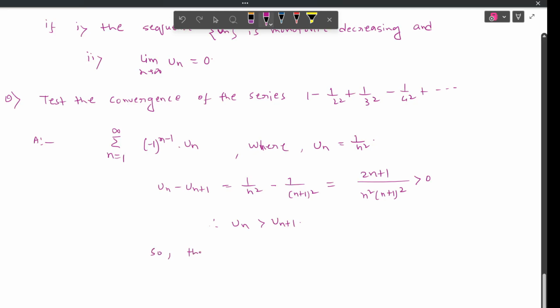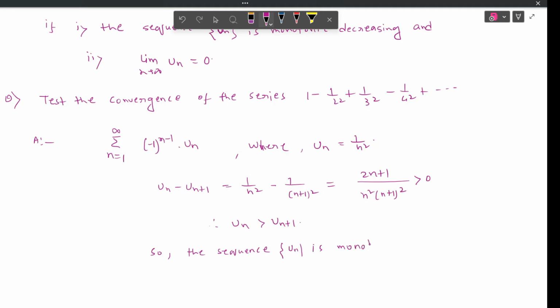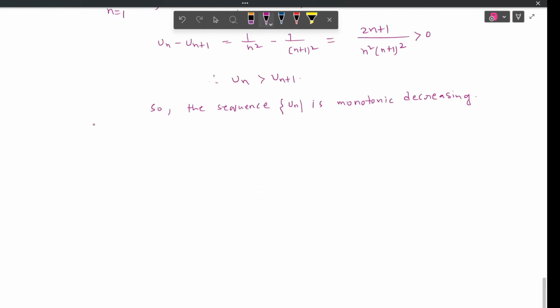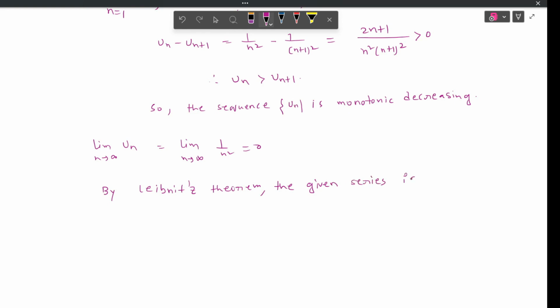So we can say the sequence u of n is monotonic decreasing. And what is the second condition? Limit n tends to infinity u of n should be 0. So let's find out. Limit n tends to infinity u of n, that is limit n tends to infinity 1 by n square. So 1 by infinity is 0. So we can say that by Leibniz theorem, the given series is convergent. Okay, I think you have got the point.